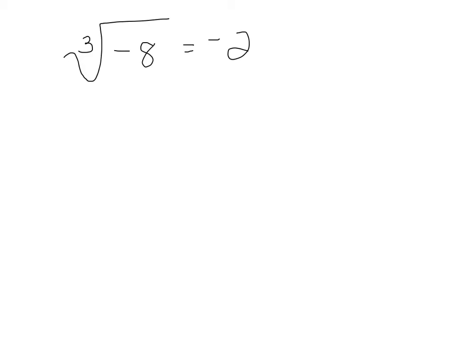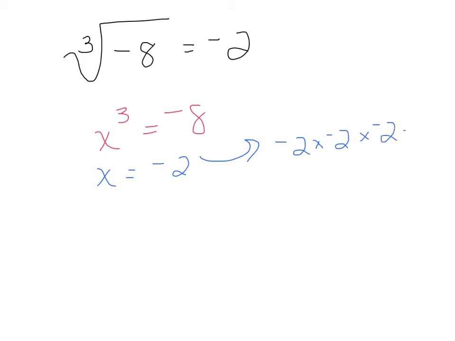The reason being is because if I asked you what number raised to the third power equals negative 8, x would end up equaling negative 2. Reason being, negative 2 times negative 2 times negative 2 would equal negative 8. So x would equal negative 2, or the cube root of negative 8 would equal negative 2.